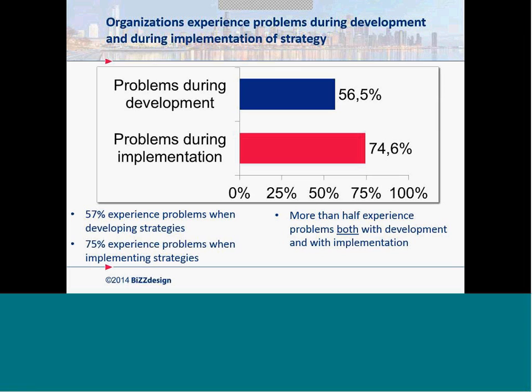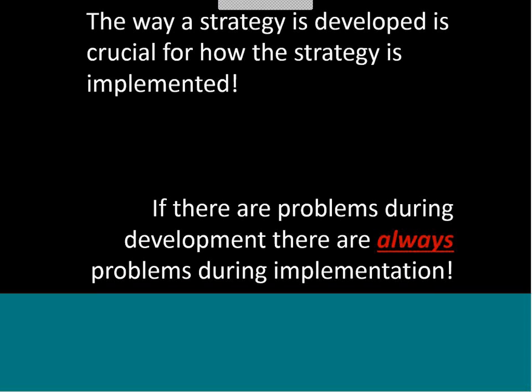Maybe these strategies are really too broad, or what could be a reason? Why is this not working? How a strategy is developed is crucial for how a strategy is implemented. So where there are problems during the development, there are always problems during implementation. The other way around is not the case, but this is something we can state on the basis of this survey.